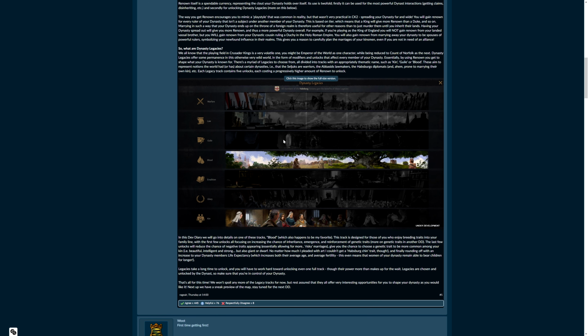So these legacies, though, take a long time to unlock, of course, as they are so powerful and so impactful. You cannot give them out free, and you will have to work hard toward unlocking even one full track, though their power more than makes up for the wait. Legacies are chosen and unlocked by the dynast, so make sure that you're in control of your dynasty, or what will happen then. If you're not, it could be spread out, knowing the AI. All kinds of different things could go on.